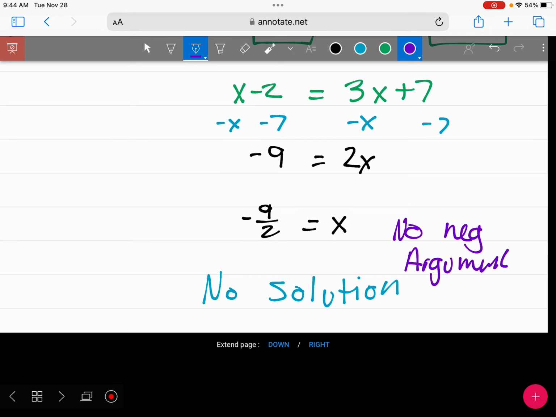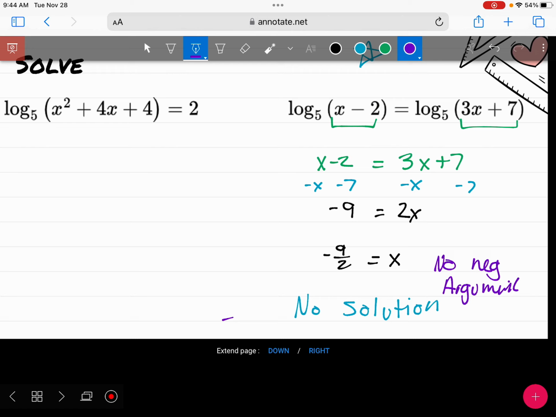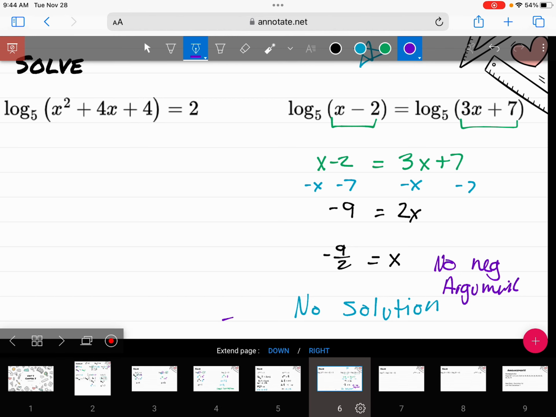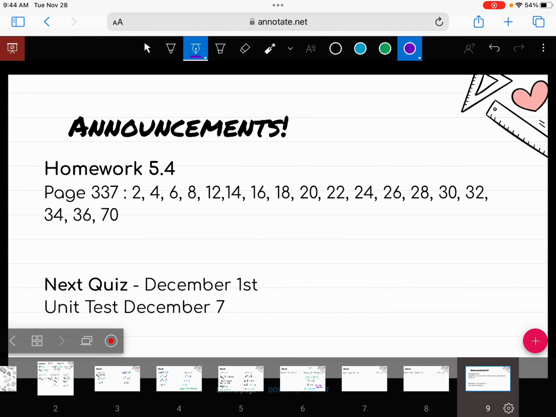Okay? So you've got to check your solutions when you have an x in your argument or when you have an x in your base. You've got to check it. If it's in your exponent, it doesn't really matter because negative exponents are a thing. But if it's in your argument or if it's in your base, you've got to check it. Okay? That is the end of 5.4. Tomorrow we'll go on to 5.5, which is log properties.